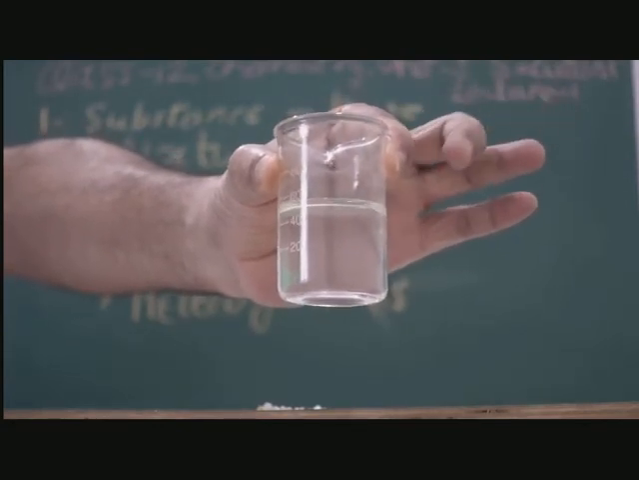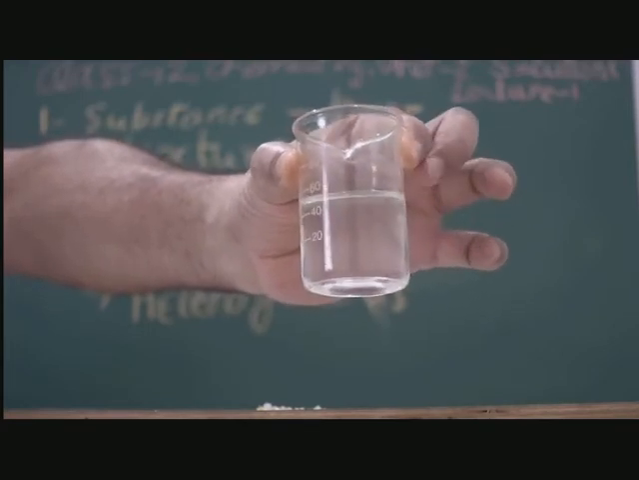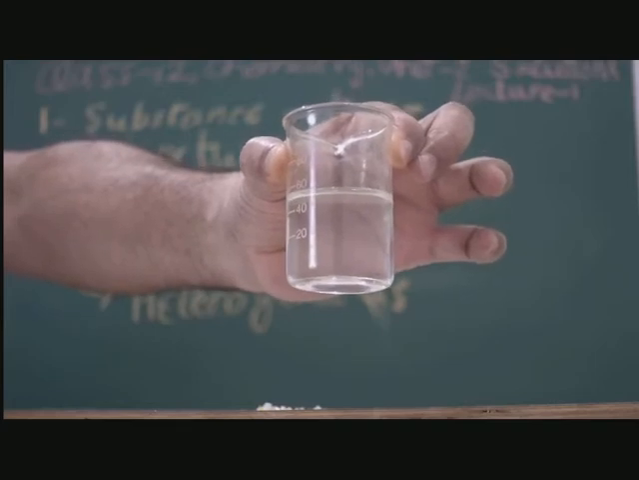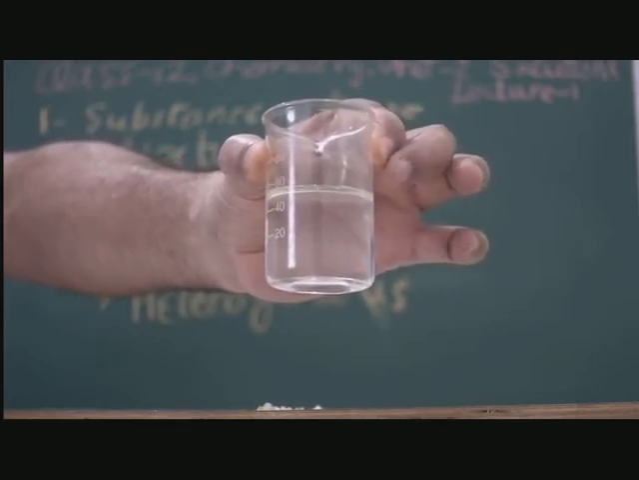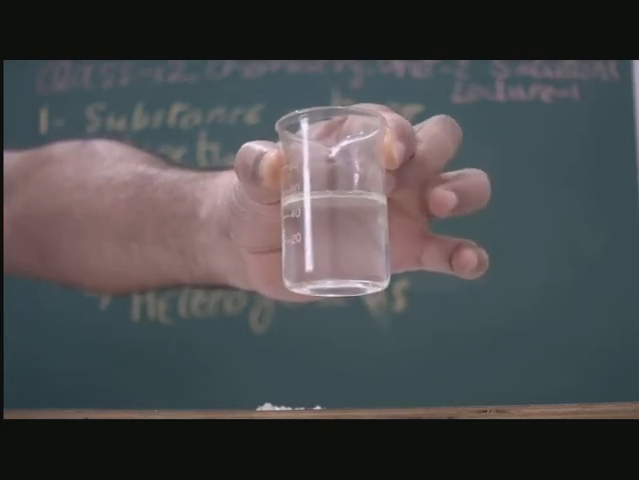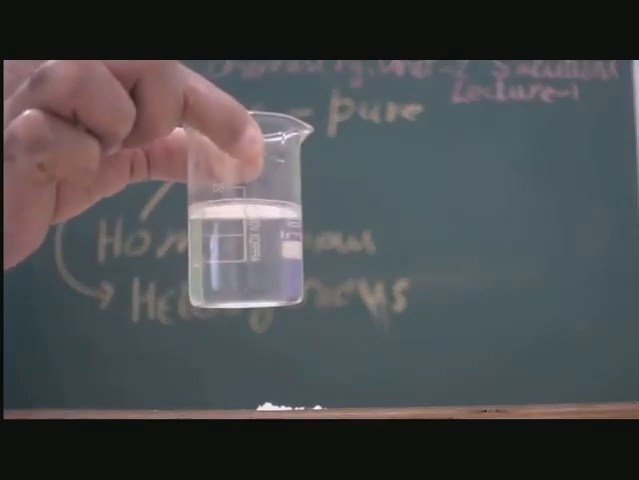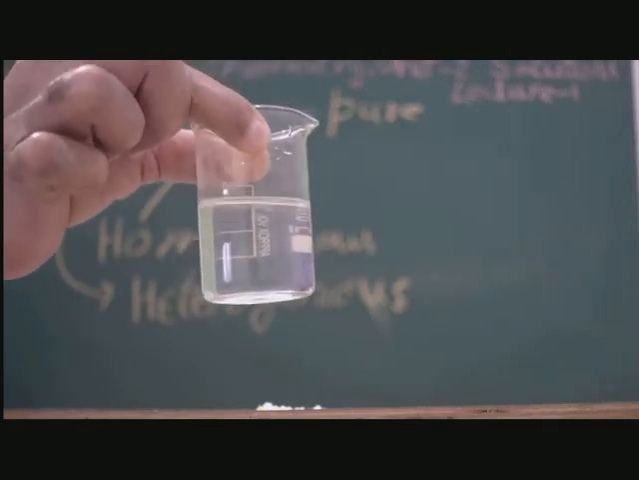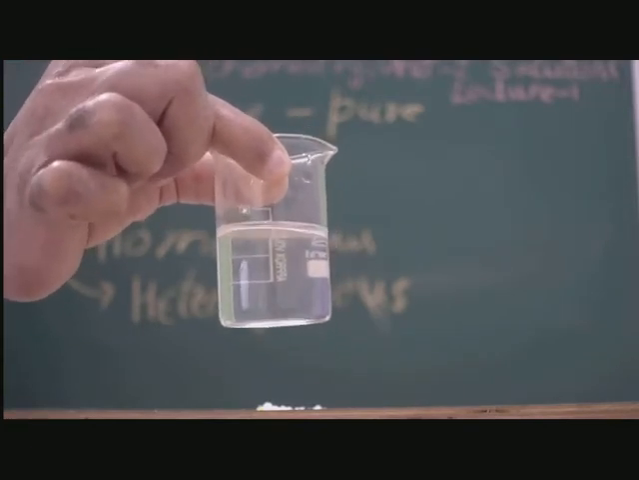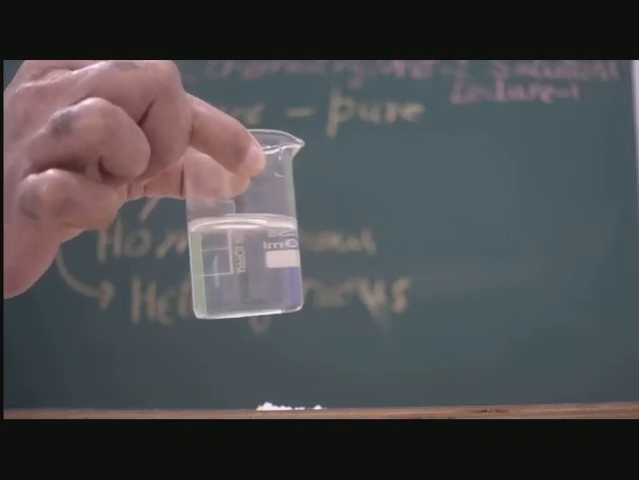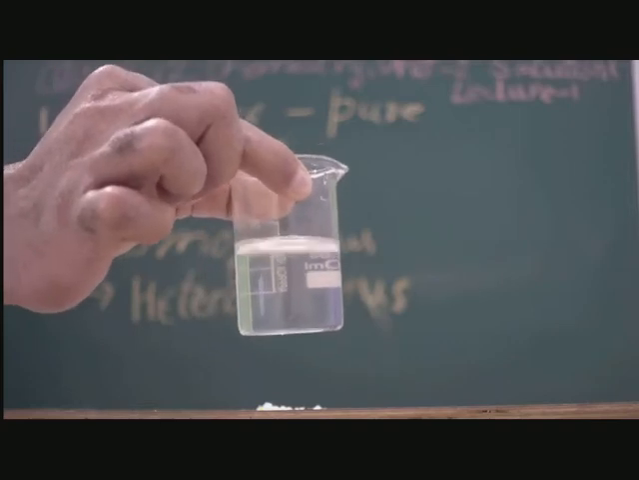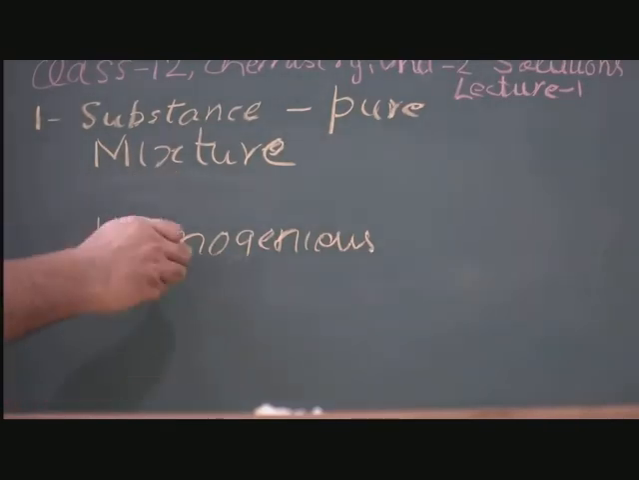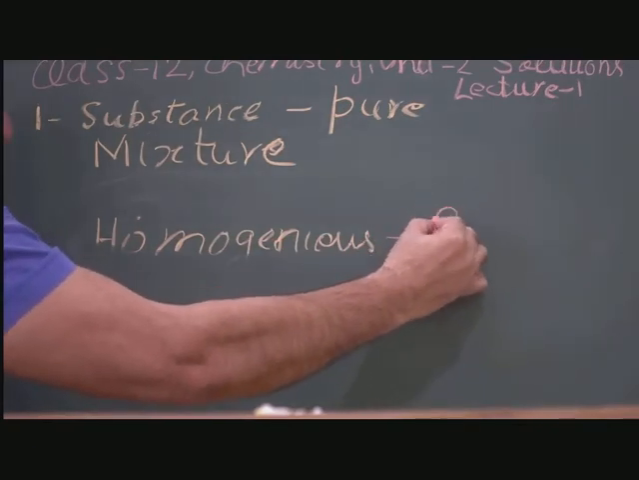If we take the solution from anywhere, the composition we shall find is constant, means the composition of water and NaCl is same throughout the medium. Here, water is in larger quantity. In such a mixture where composition is same throughout, that is called homogeneous mixture, and this is a solution. Therefore, solution is a homogeneous mixture of two or more than two substances. Here, what is in larger quantity? It is water, which is in larger quantity. That is why water is called solvent. Homogeneous mixture is solution.